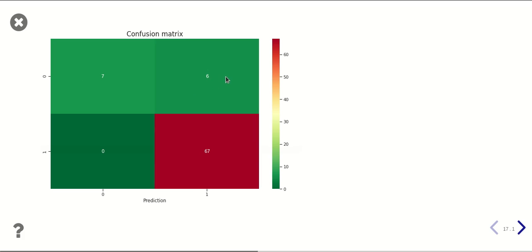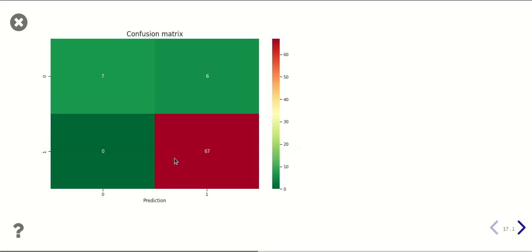So the actual value was a 0, but our model made a prediction of 1 for 6 times. And if you look at the false negatives, so these are the false positives, and if you look at the false negatives, for 0 times the actual value was a 1 and our model made a prediction of 0. So that was actually good.